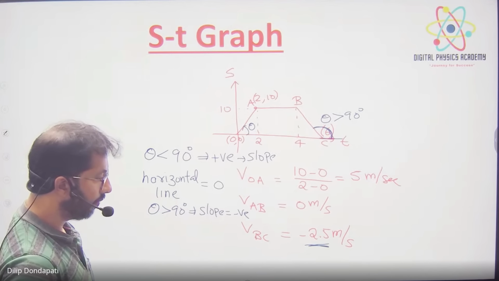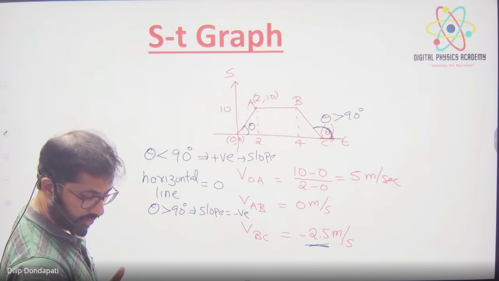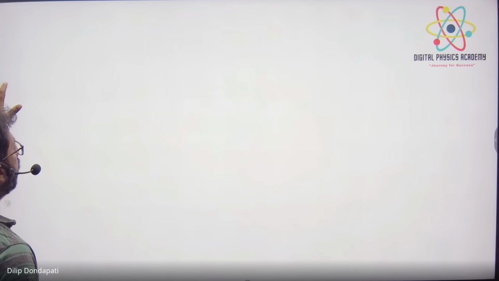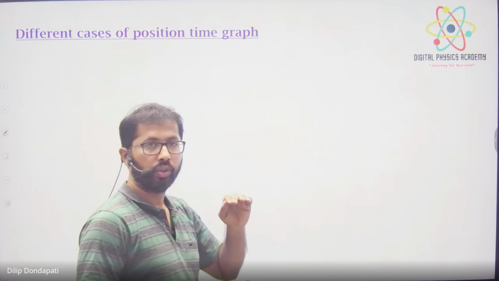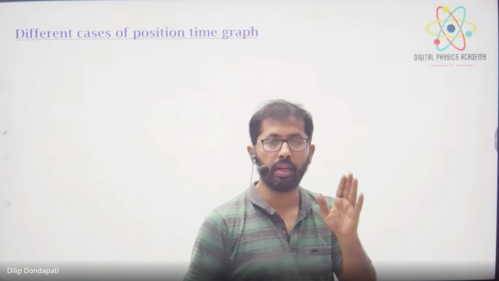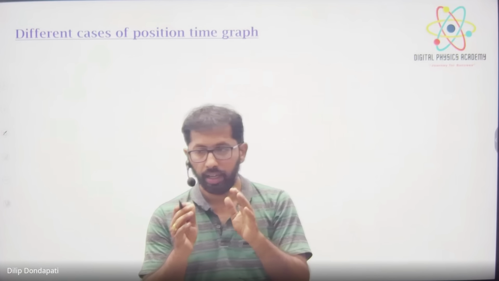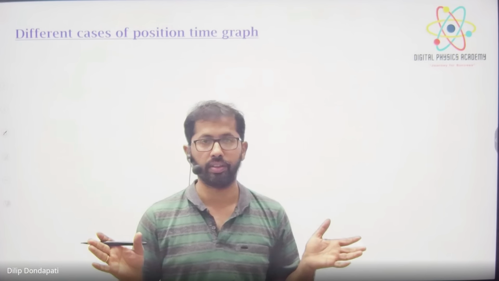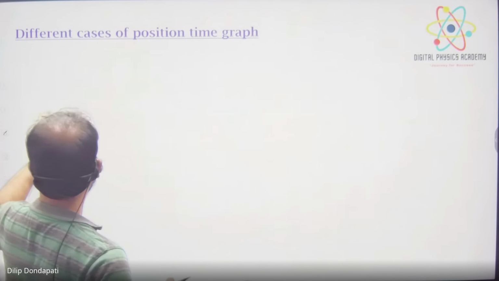Any doubt? No. Okay. Now I will give the graphs. You tell me what you can conclude. First of all, you understood that whenever a displacement time graph is given, you should tell about slope. We learned slope, so we learned about velocity. That's it. Simple.